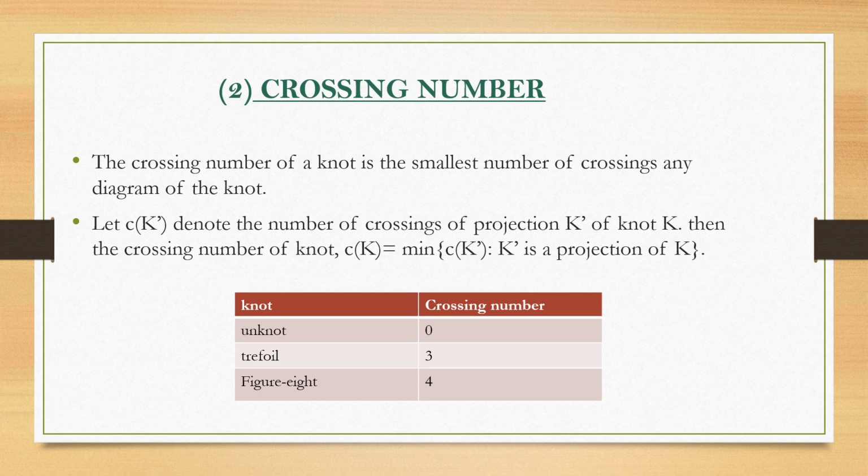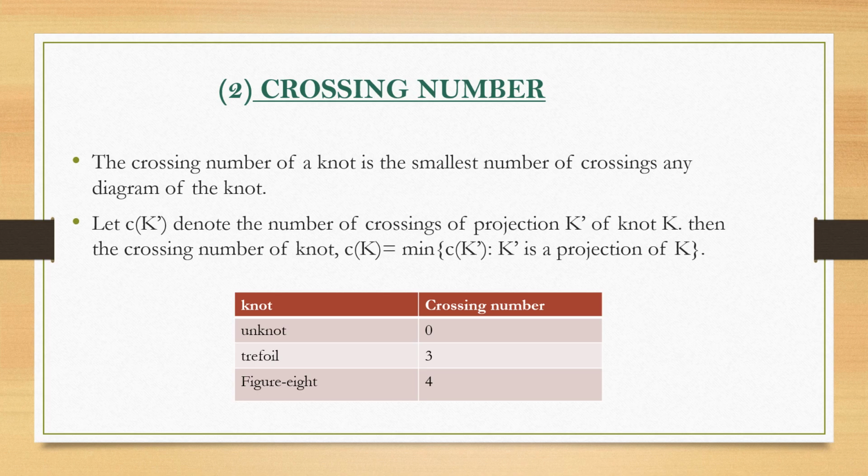The next knot invariant is the crossing number. The crossing number of a knot is the smallest number of crossings in any diagram of the knot. We've already discussed that a particular knot has more than one projection. So you find the crossing number of each projection, and after finding the crossing numbers of the different projections, you take the minimum among them. That minimum is considered the crossing number of the knot.